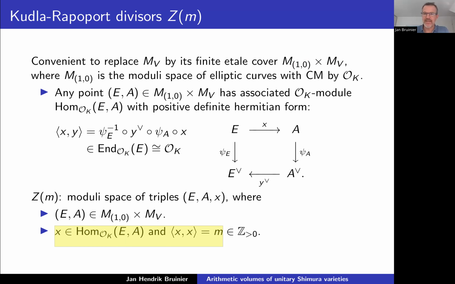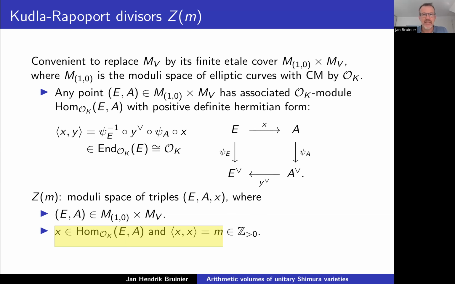If you look at that in the complex fiber, then this just gives you back the special divisors that Kudla and Nilsson looked at, and in some sense the natural generalization of these sorts of Rosage divisors.